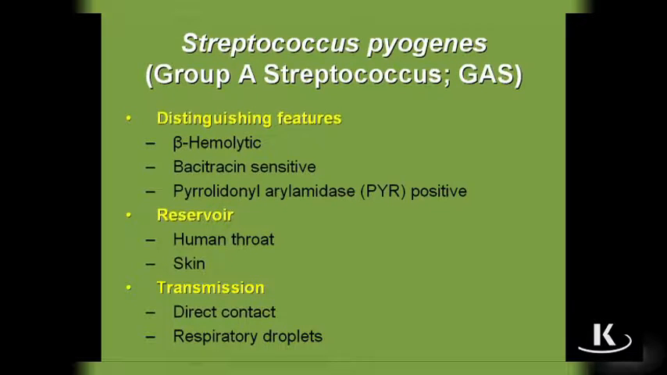Now, where does group A strep reside? Typically the throat, and can be transiently on the skin. Therefore, transmission is typically by respiratory droplets and coughing or direct contact, as we talked about for Staph aureus.